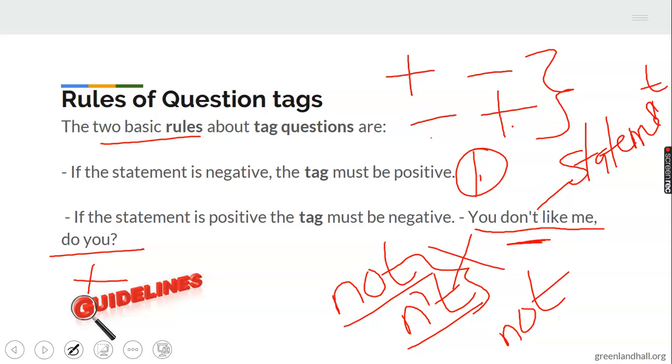If you have a negative statement, the tag will be positive. If you have that rule at the back of your mind, I am telling you, you are good to go. So we move forward. Don't forget this. How do you identify a positive statement? A positive statement is one which does not contain the word "not". Either it is written in full or it is written in the short form.